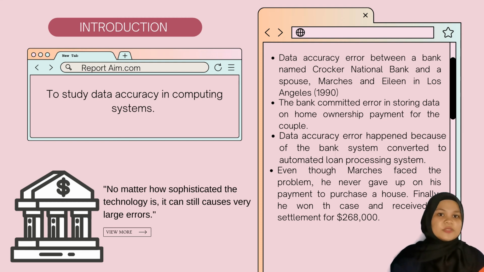Even though Marcius faced the problem, he never gave up on his payment to purchase a house. Finally, he won the case and received a settlement for $268,000.